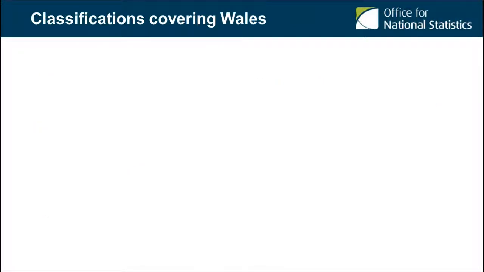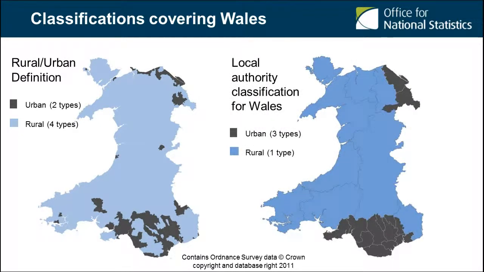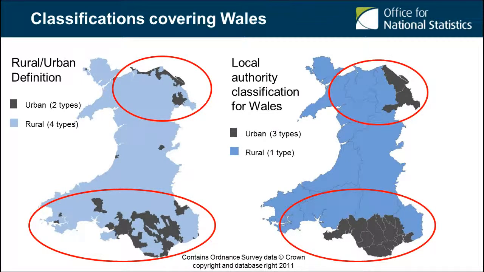The rural-urban definition mentioned for England was also designed for use in Wales, again picking out urban and rural small areas but also separate settlement types and the most remote, sparse areas. The local authority classification for Wales gives 1 type of rural area and 3 types of urban area, in 2 separate blocks. It is interesting to see how the small area definition gives a much more thinly spread group of urban areas in the south, and a group in the north that is spread more evenly along the coast.